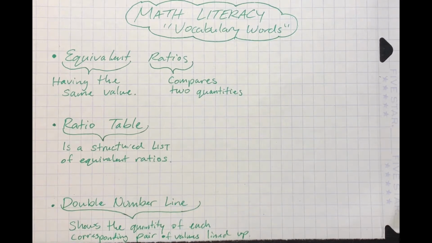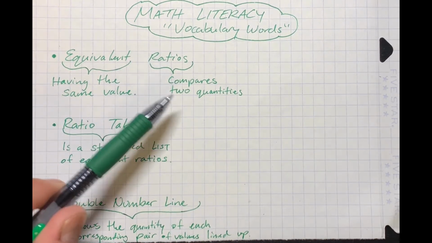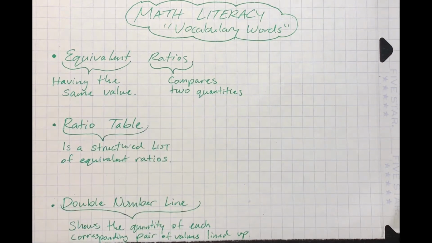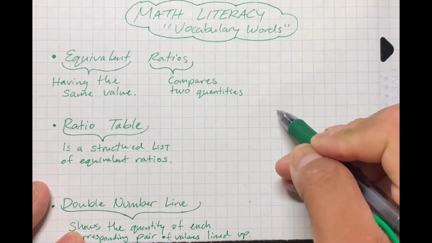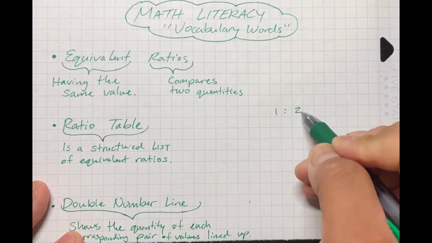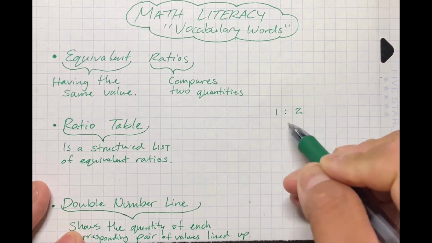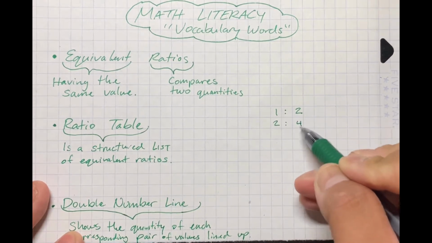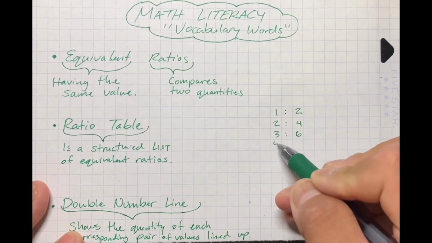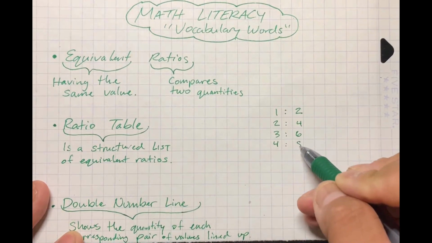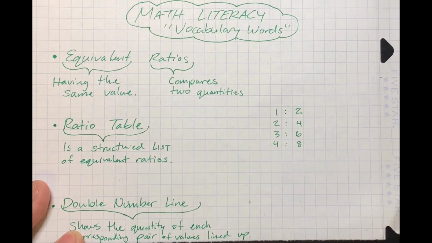Now for equivalent ratios, the word equivalent means to have the same value. Ratios, we're comparing two different quantities, so in reality, we're comparing two quantities that are having the same value. A ratio table is a structured list of equivalent ratios. For example, if we have a ratio table like, let's say, 1 to 2, then 2 to 4, 3 to, let's say, 6, 4 to 8. So basically what happens is it doubles, okay?